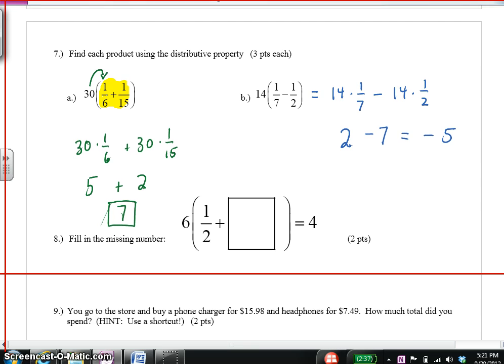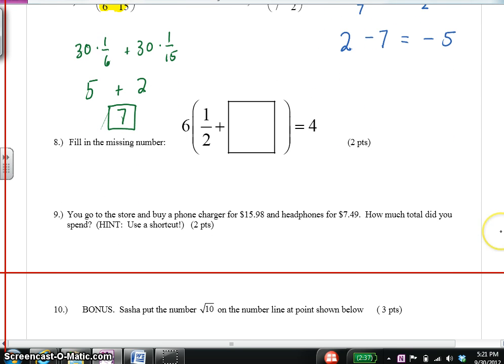All right, number 8. Let's use the distributive property again. We get 6 times a half. Half of 6 is 3. Plus 6 times something is equal to 4. Okay? So now I have this thing has to be 1. So 6 times what is 1? If you think about it, it has to be 1/6. So the answer there is 1/6.